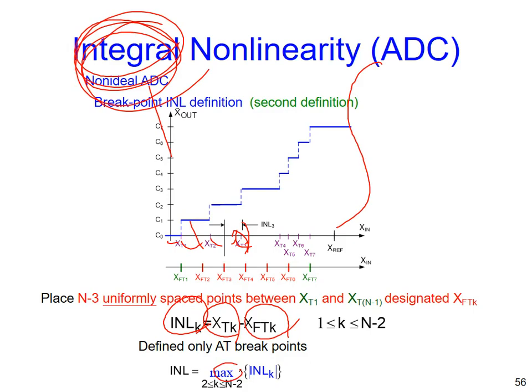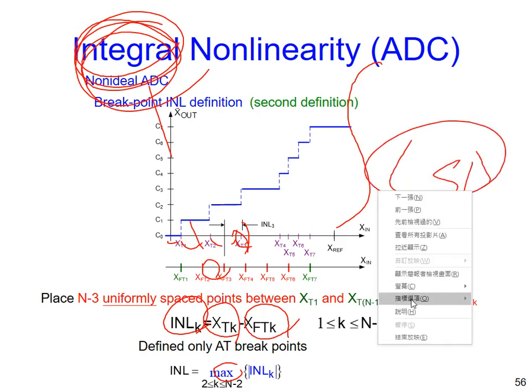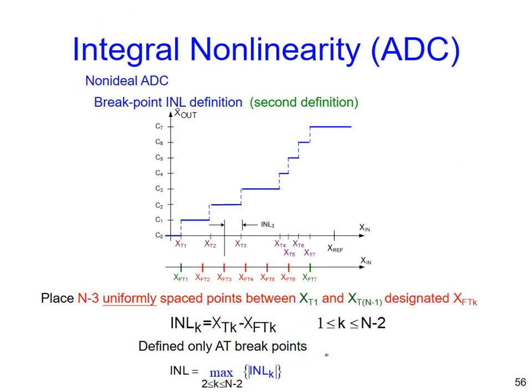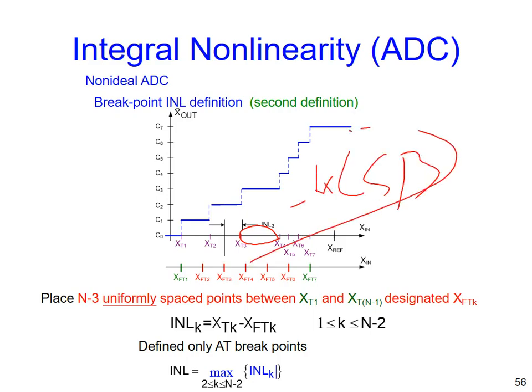And how about DNL? I told you already, for each one, what is the difference between you and the ideal value? What is the ideal value for each step? 1 LSB, right? So DNL is even easier to understand here. This is the real case. What is the difference between you and the ideal value? Ideal value, 1 LSB. That is the definition for differential. Differential means difference. That's it.